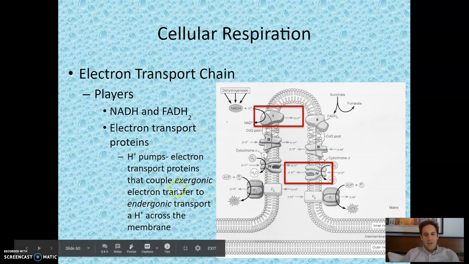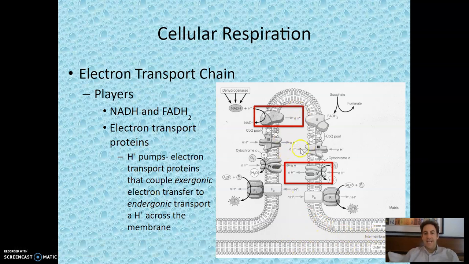Now, why would it be endergonic? Well, the inner membrane space here, this space between the membranes, actually has a high concentration of H+. And so these proton pumps are moving H pluses against their gradient into this inner membrane space. That's endergonic, and so it's coupled with the exergonic movement of that electron. Okay, so some of these electron transport proteins are also proton pumps.